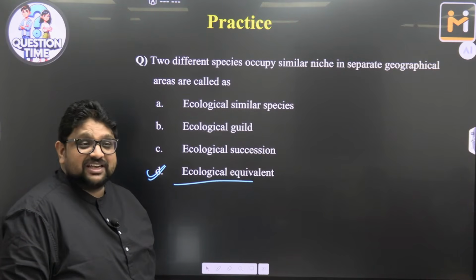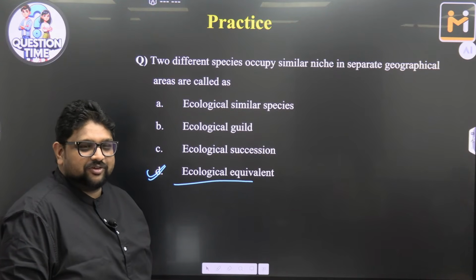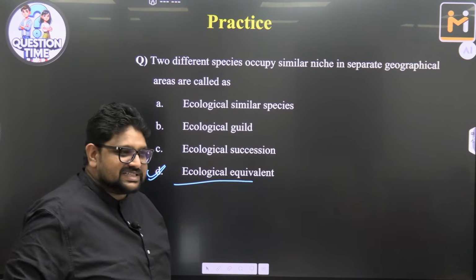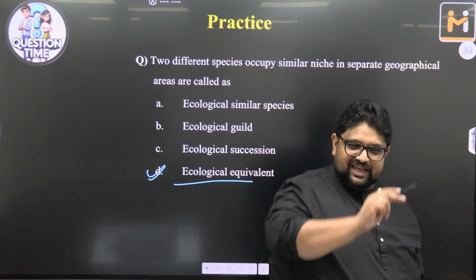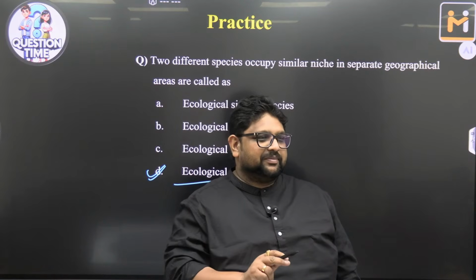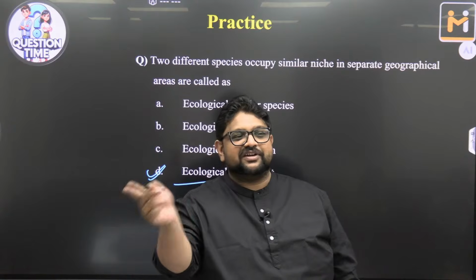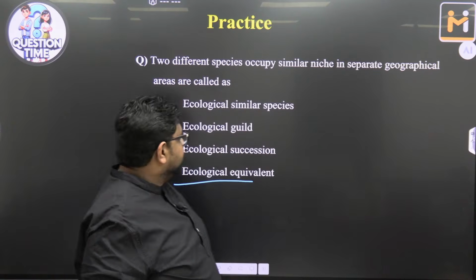It's called ecological equivalent. Okay, so what are ecological equivalents? These are the organisms which occupy the same niche, they have a totally overlapping niche, but they are in different geographical areas. Okay, what is ecological guild?